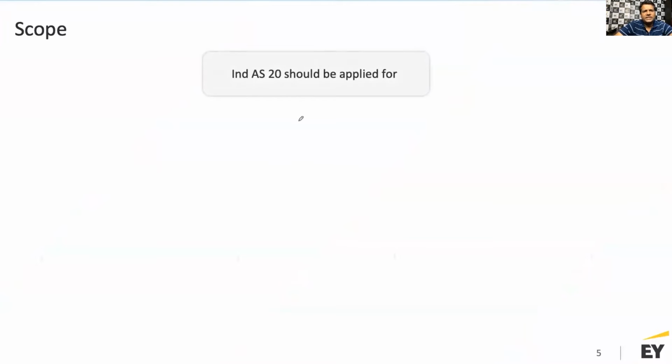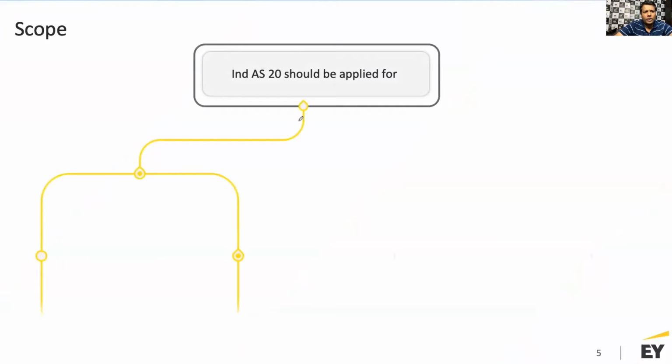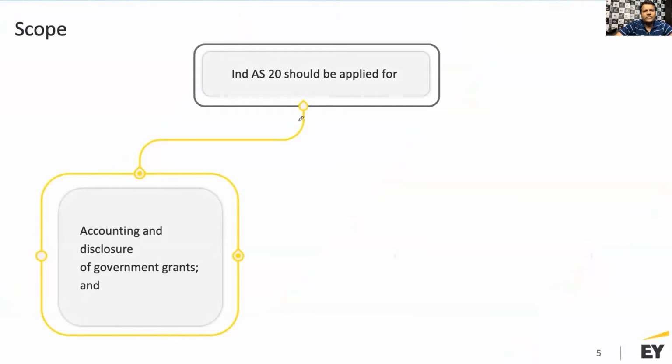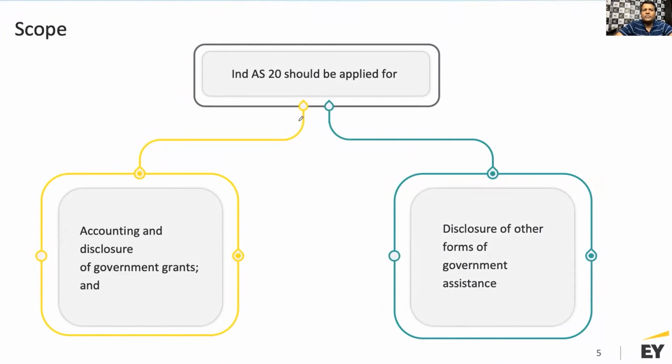So Ind AS 20 in a way should be applied for, right, all type of accounting and disclosure of government grants and disclosure of other forms of government assistance. Now, these other forms of government assistance are not described in great degree of detail, but essentially what we're trying to say is that if you have received a grant or any other support or incentive from government authorities, you need to be able to appropriately capture that.